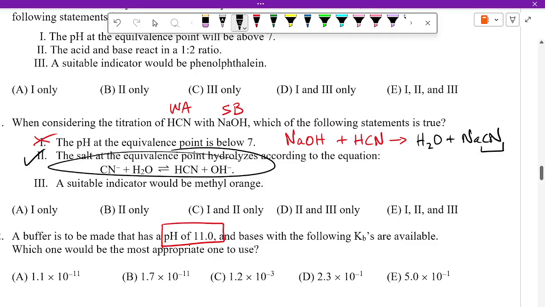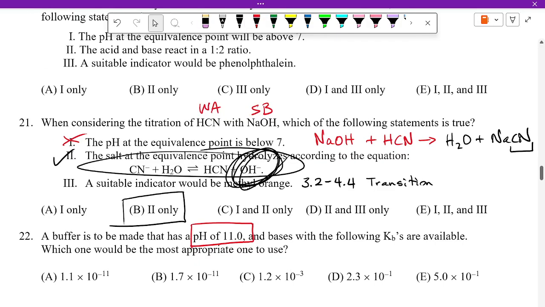And would a suitable indicator be methyl orange? Methyl orange changes from pH 3.2 to 4.4. That's our transition. Is that a good choice? Why not? Because this one is going to have its equivalence point above 7. You would want something that changes color above pH 7, because it's basic, because of this OH minus here. Right. So that's going to be just number 2 only.